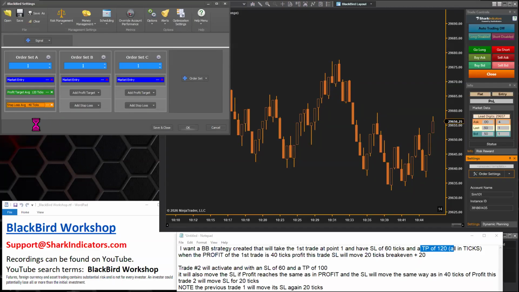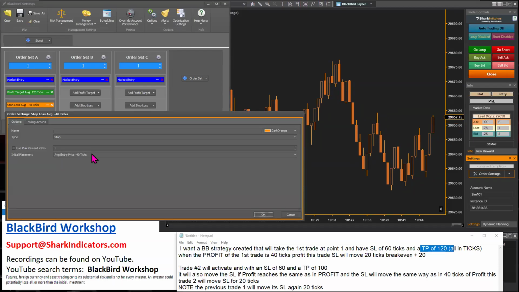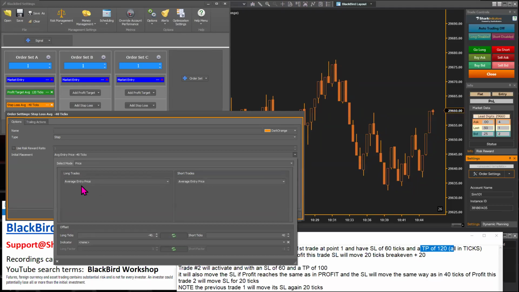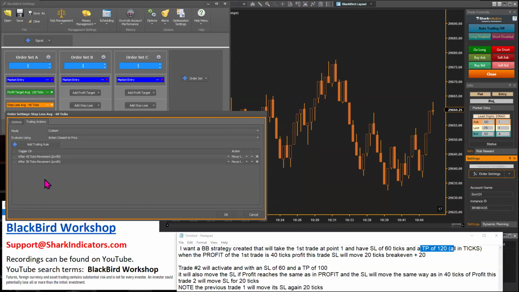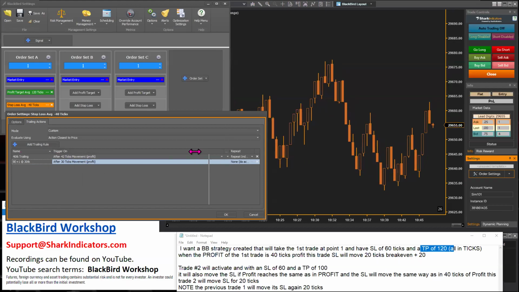All right, we'll open this up. There. And all right, so the initial placement here is we're starting with a 60 tick stop loss. And shrink this up a little bit. All right, next let's go to the trailing actions here. And looks like from the previous questions, the columns here are still squished up. There we go. Yeah, it looks better.